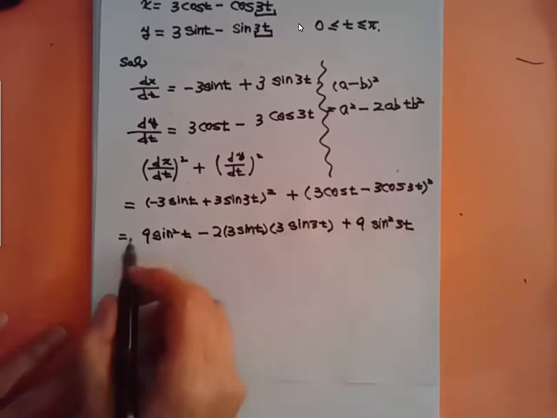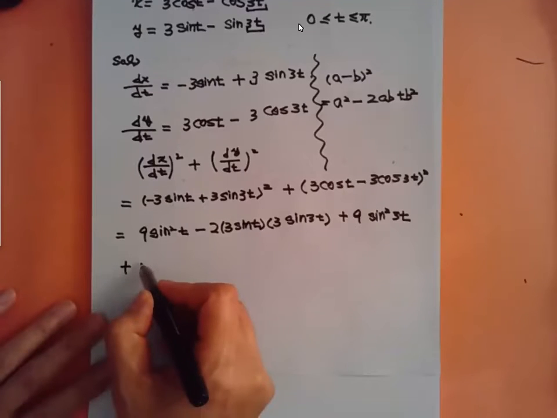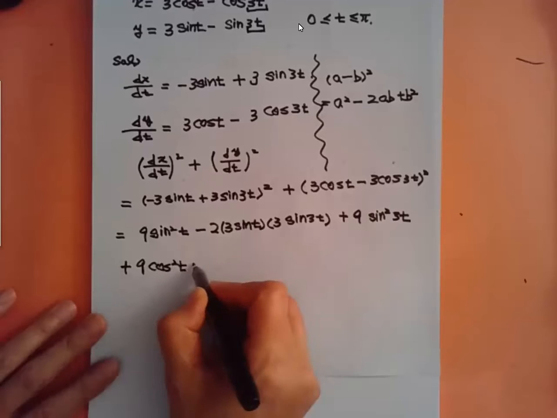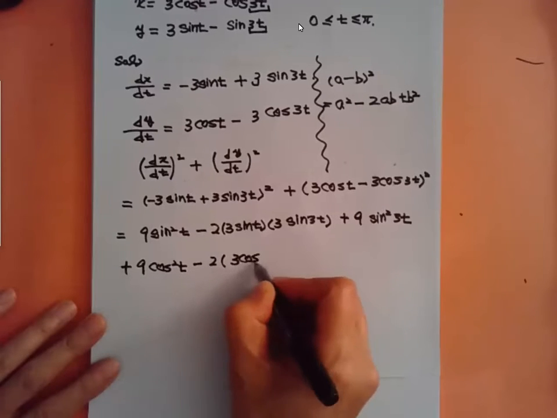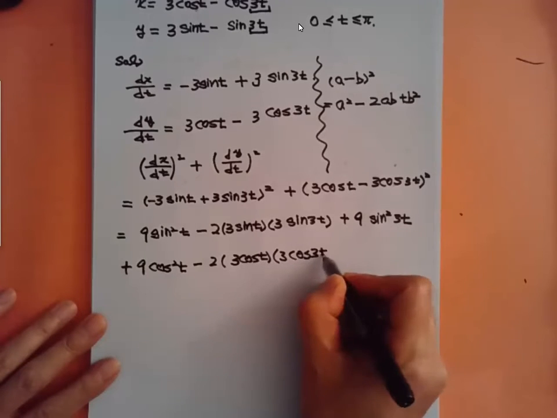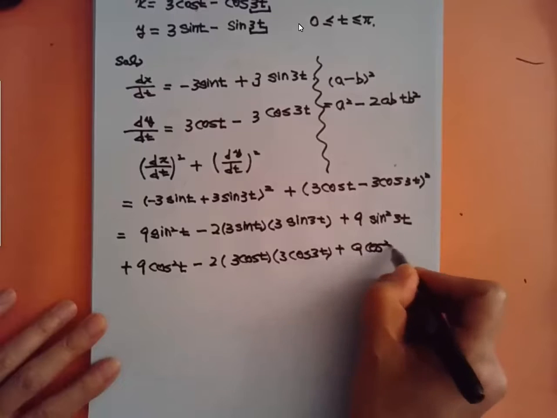And then the next one, we expand that with the same principle. So that becomes 9 cosine squared of t minus 2 times 3 cosine of t times 3 cosine of 3t plus 9 cosine squared of 3t.